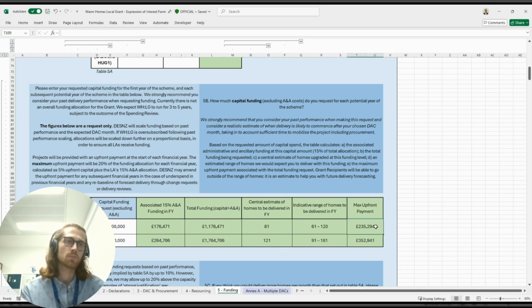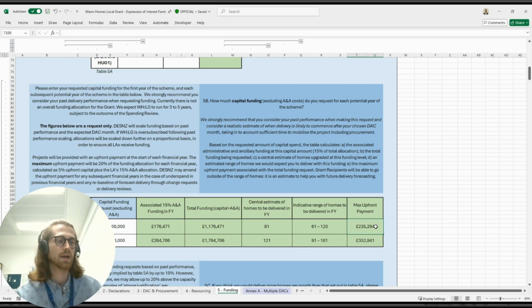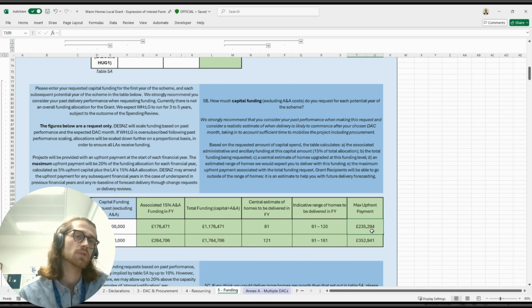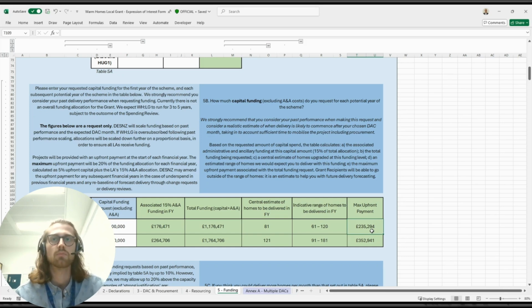The final column is the maximum upfront payment that would be associated with this grant value. So it's 20% of the total grant funding in that year, which is made up of the 15% A&A and 5% of capital. And again, this is a max upfront payment. So in certain financial years, we may decide to pay less than the full 20% if we don't think it's likely that it will be spent.